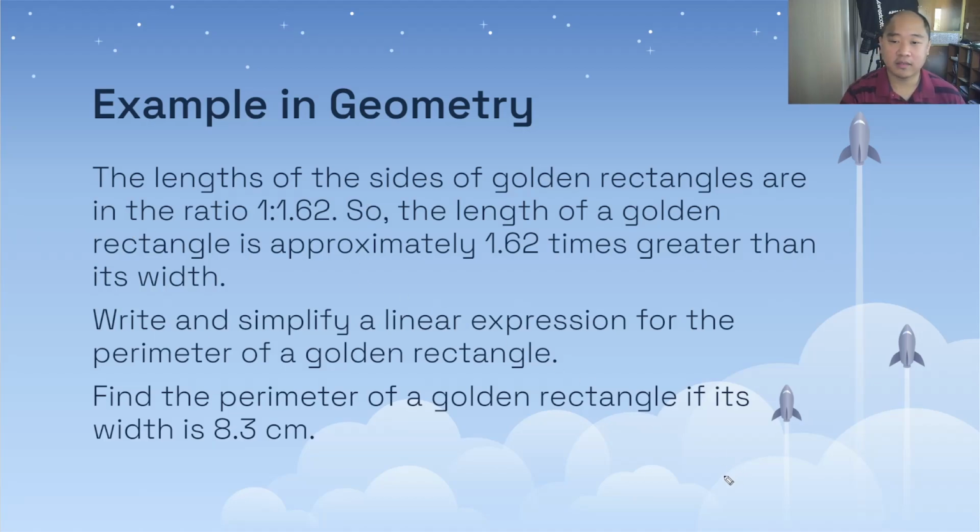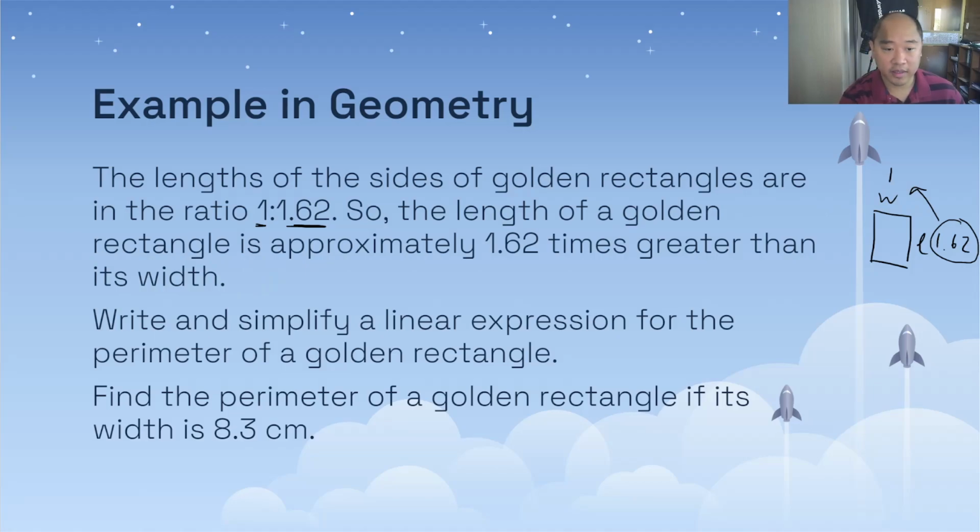Let's look at some geometry examples. The length of a side of a golden rectangle. A golden rectangle is a special kind of rectangle where the ratio of the sides, a ratio being a comparison between two numbers, right? The two numbers we're comparing are the length and the width of a rectangle. The ratio is 1 to 1.62. So if this was 1, then this would be 1.62. So the length of a golden rectangle is approximately 1.6 times greater than the width.